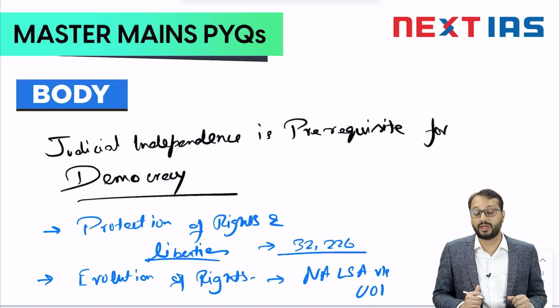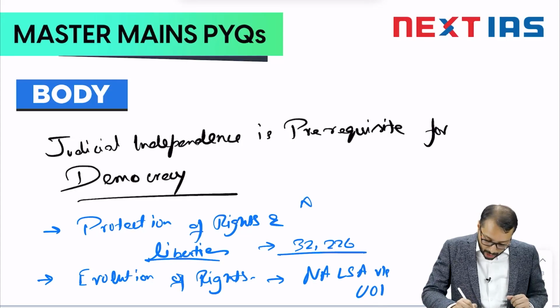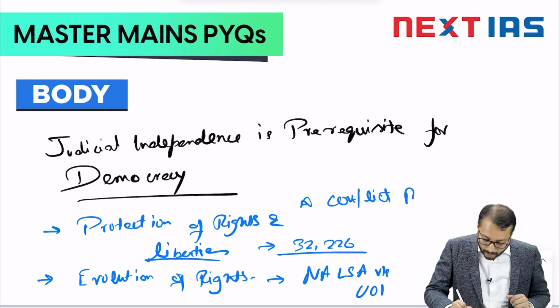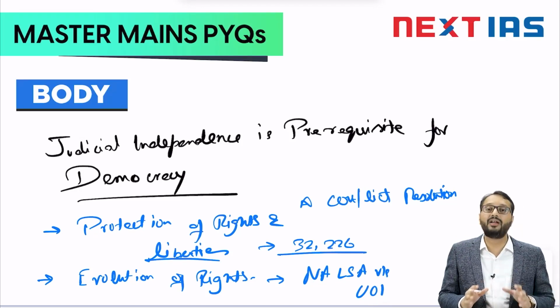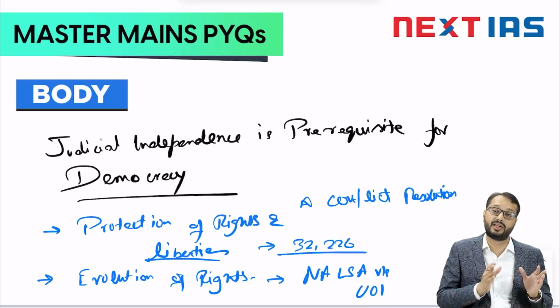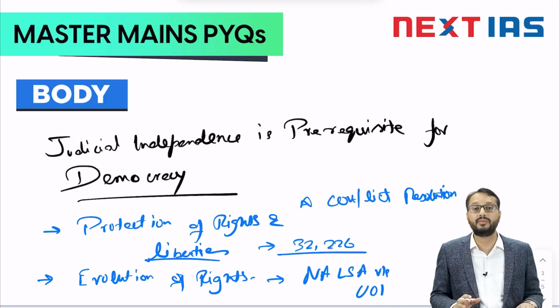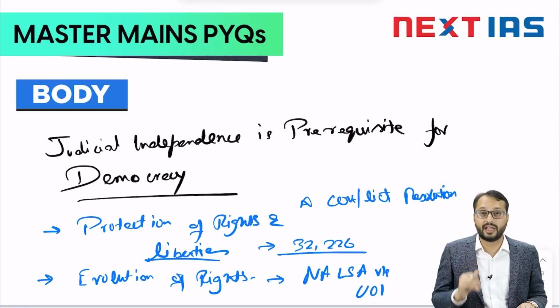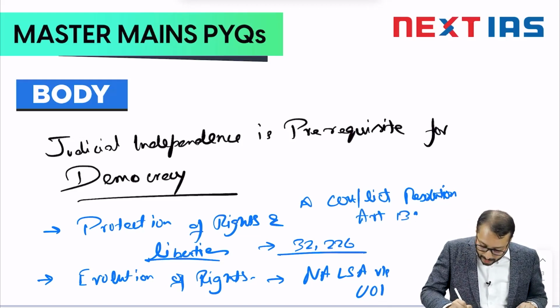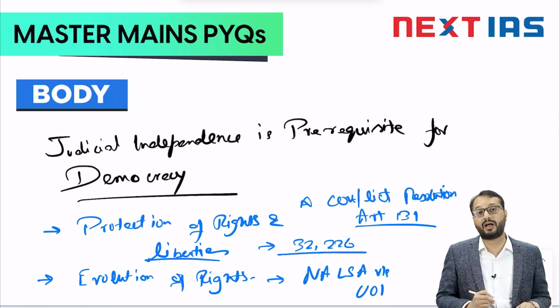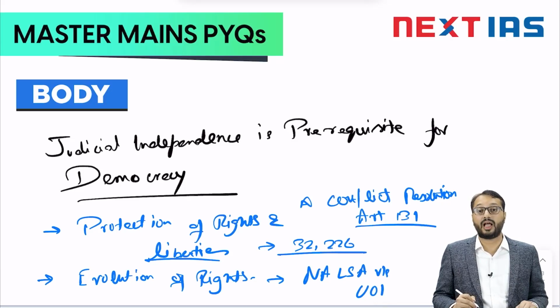And the last point that you can note here is that an independent judiciary is very important for conflict resolution. Why conflict resolution? Because the kind of federalism we have, which is a centralizing kind of federalism, disputes are bound to happen. And therefore, in order to resolve the center-state and interstate conflicts, we have an independent judiciary. Article 131 bestows this power on the Supreme Court. Article 131 acts as a safety valve in our federalism, which is very important.